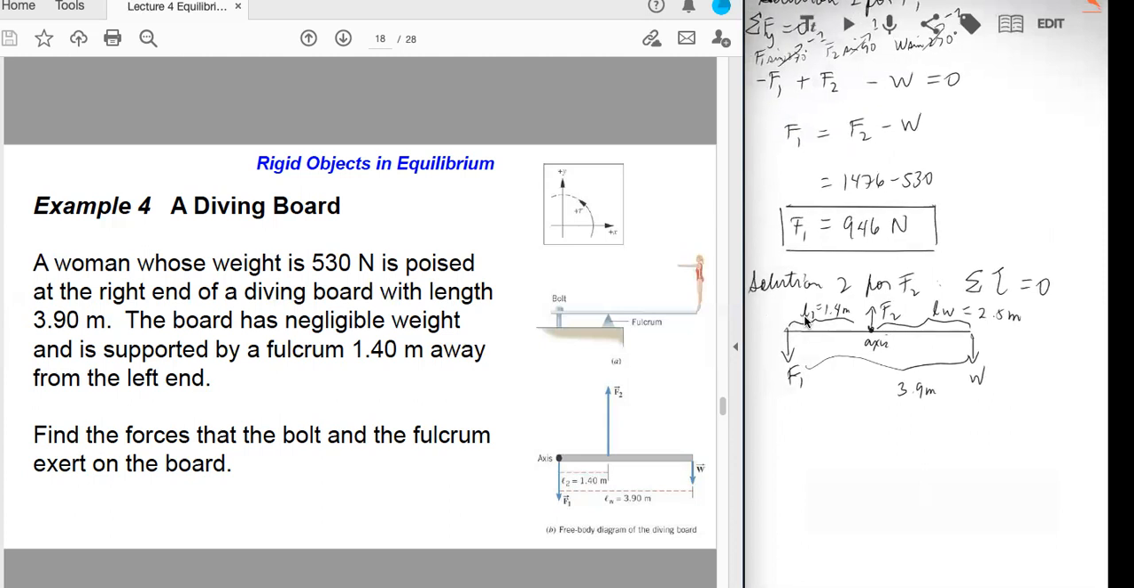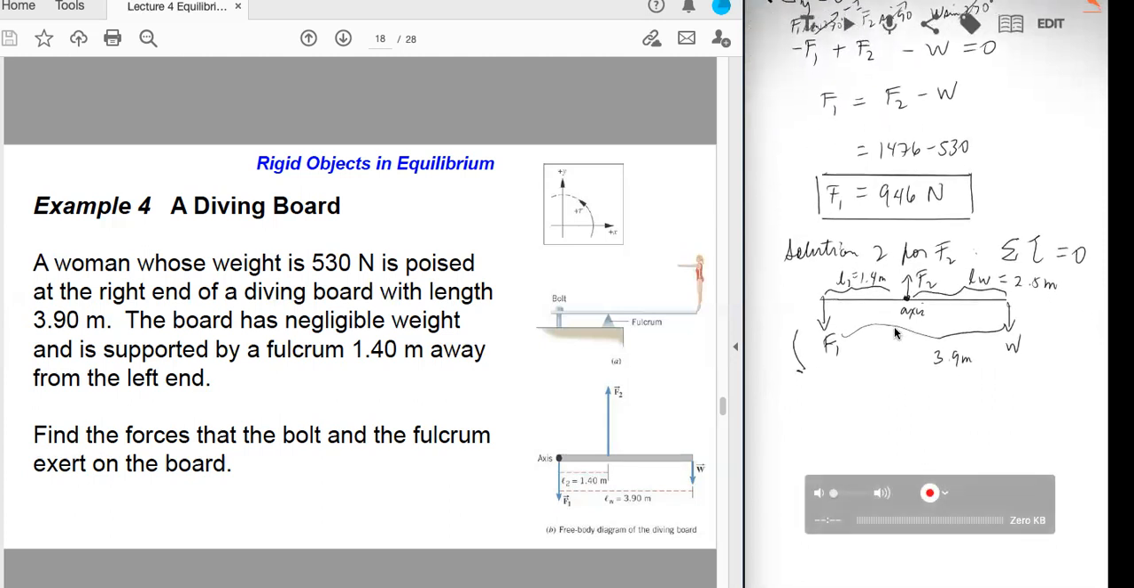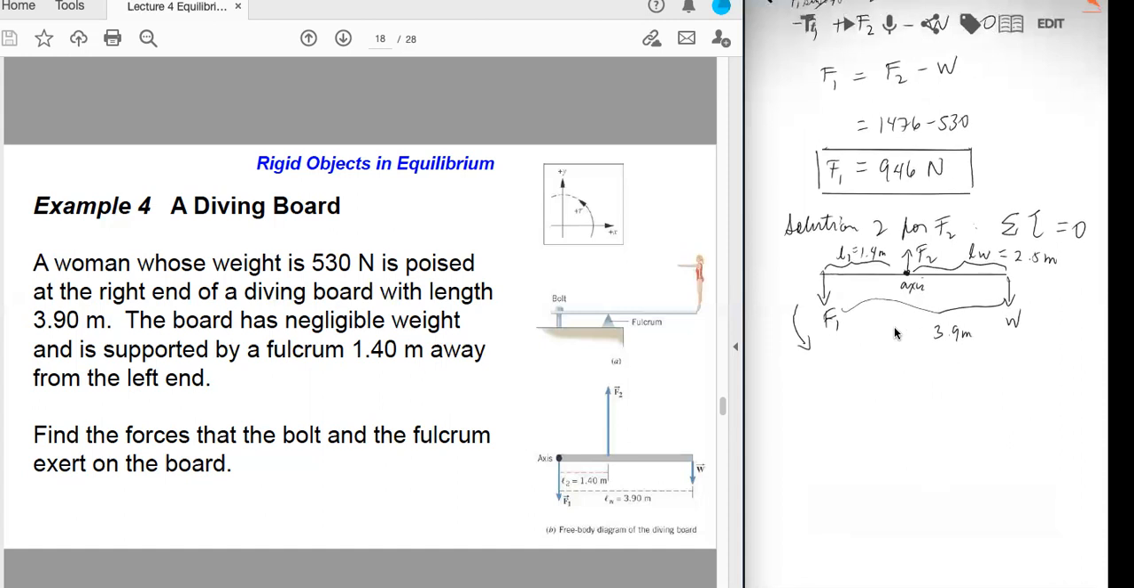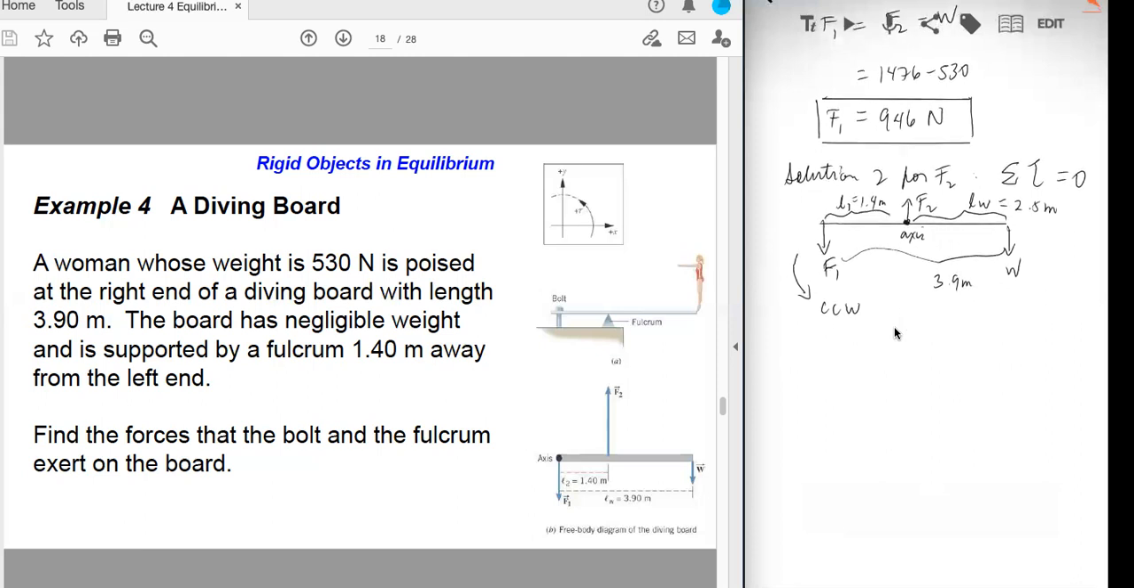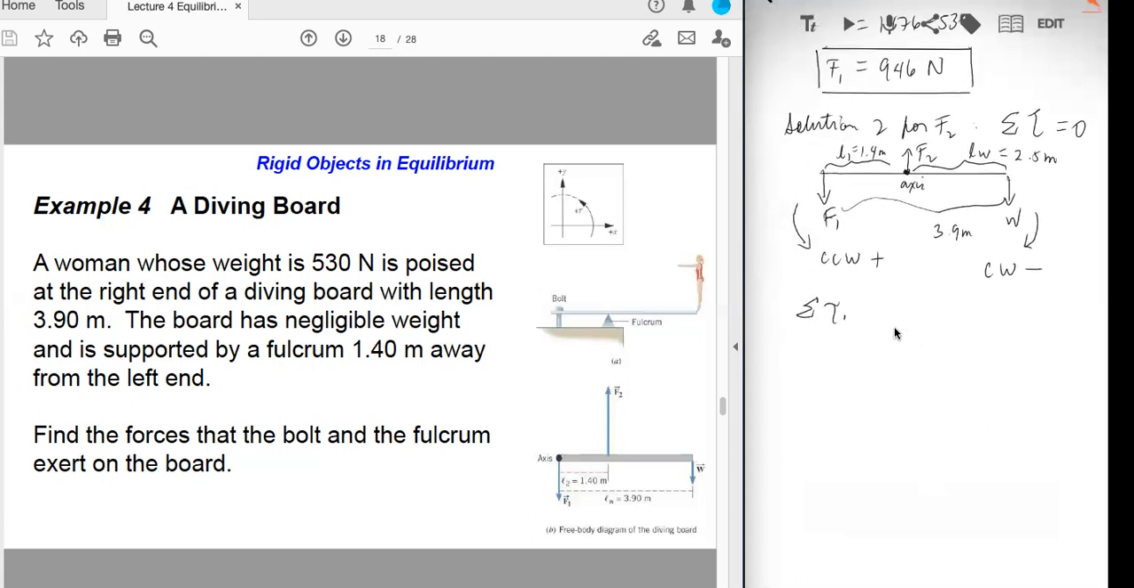If this is your axis, will F1 produce a counterclockwise or clockwise rotation? Counterclockwise, so positive. The weight is clockwise, so it is negative. Okay? So back to the summation of all the torque equal to zero.